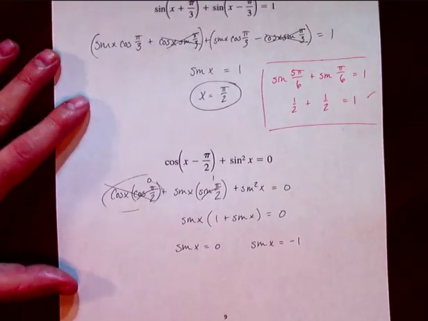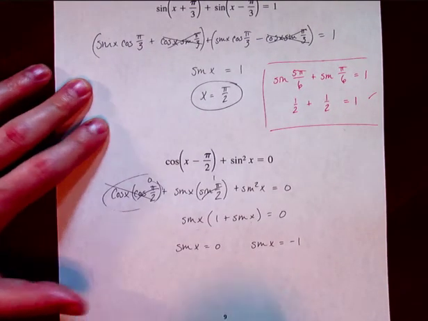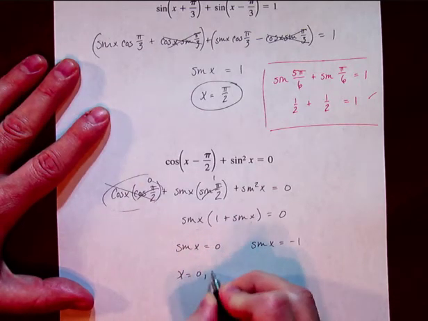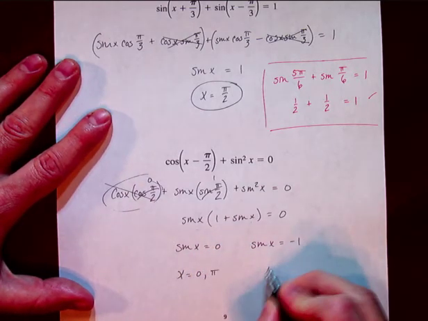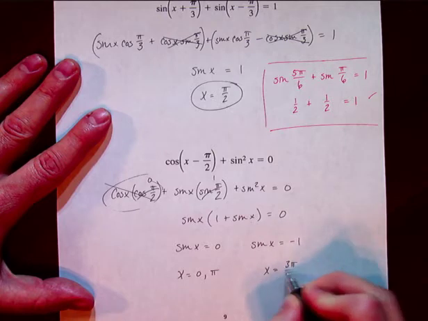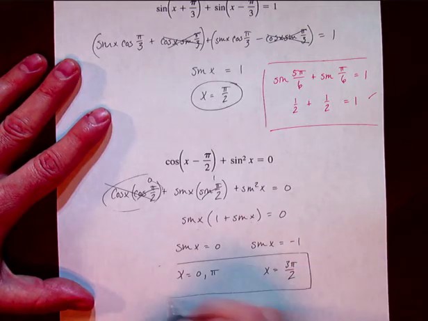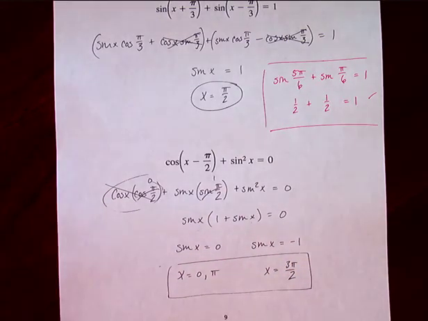Now where is sine equal to 0? Well, sine is equal to 0 at 0 and pi, and sine is equal to -1 at 3 pi over 2. And if you really wanted to, you could plug those in and check all 3 answers against the original equation, okay? So that's kind of where we're at with these.